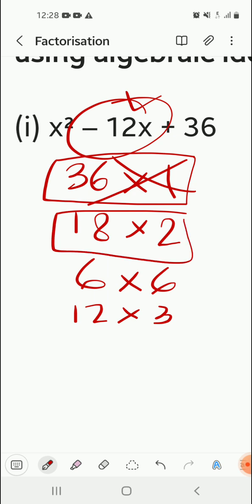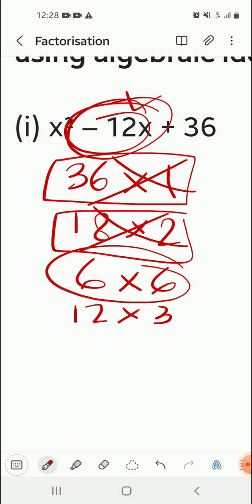18 plus 2 is 20. 18 minus 2 is 16. So no way it is minus 12, so again this is crossed out. Now we have got 6. 6 plus 6 is 12, so it is possible. So we are going to use this term.